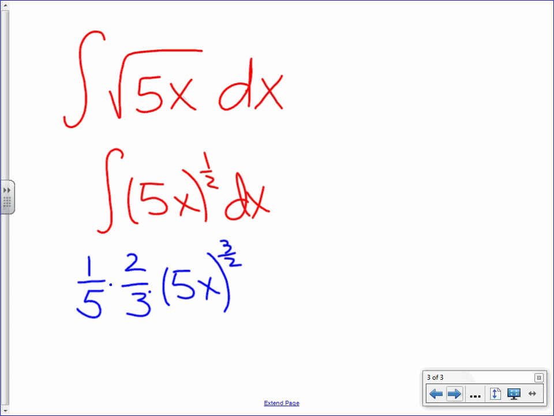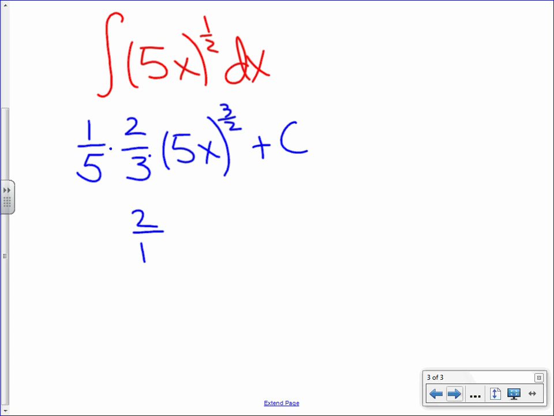Okay, if we had 5x raised to the 1/2 and we took the derivative, we would say 1/2 times 5x to the negative 1/2 times 5. So when we go backwards, we have to account for that chain rule, and so we would need that 1/5 to cancel it out. Is that your answer then? Or is there more? Well, we would just simplify it, right? So 2 over 15 times 5x to the 3/2 plus c.